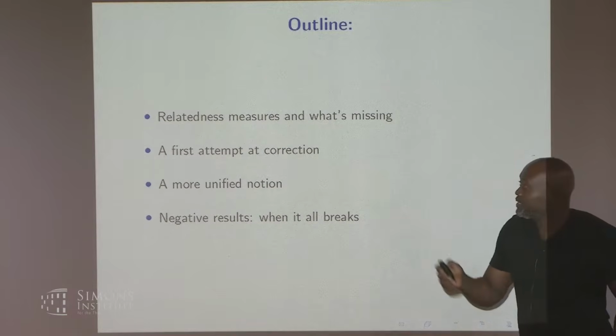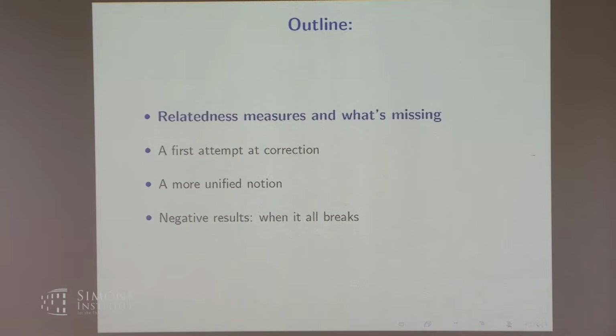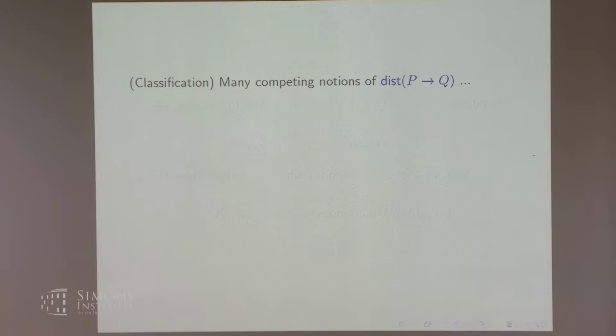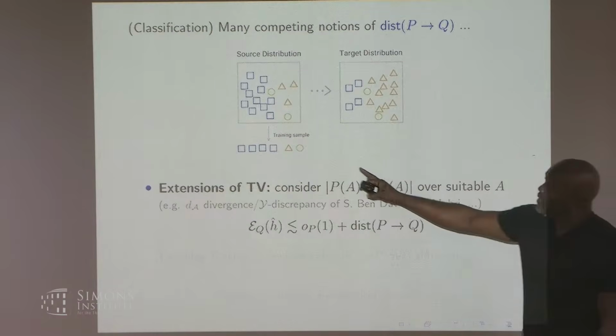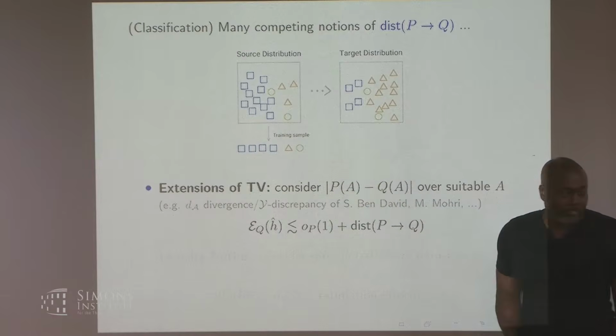So we'll start with relatedness measures and what's missing. And so in about 10 minutes, I'll try to tell you really about 10 to 15 years of research. I apologize to people who have worked on all this, because I'm just going to give a general sense of what these works have been. All right. So classification: many competing notions have been proposed, and so I'll focus on classification. Many proposed notions are there. And I'll use this simple cartoon.